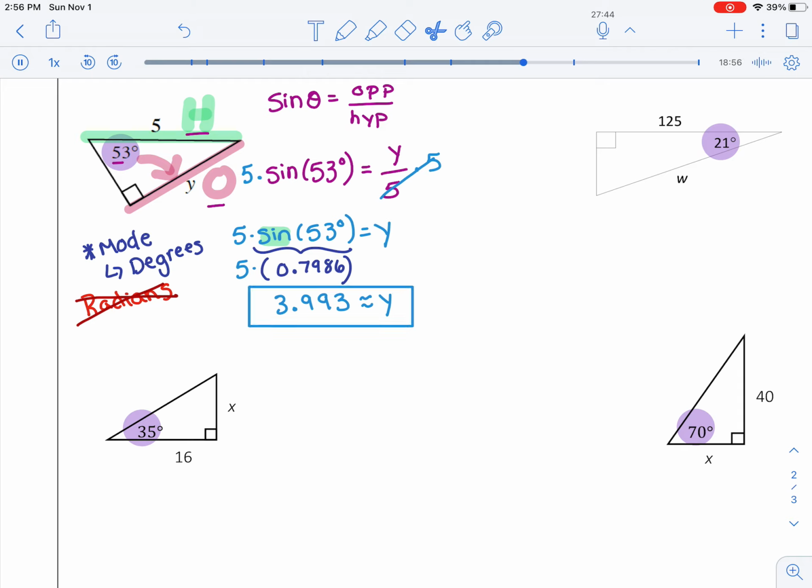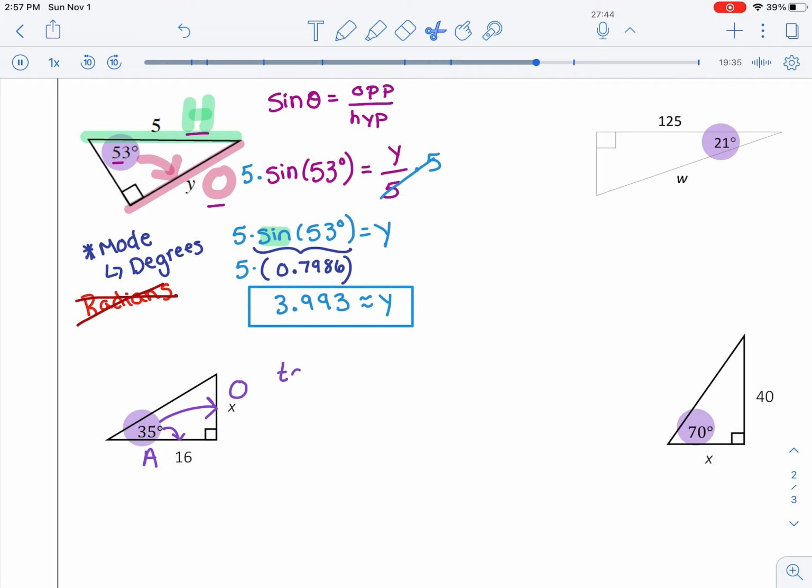Let's look at a second example. Here's my triangle. I know that I'm working with my angle that's 35 degrees. My side labeled X is the opposite leg, and my side 16 is my adjacent leg. Opposite over adjacent, if I go back and look at my sine, cosine, and tangent information, when I'm talking about opposite and adjacent, I'm talking about the tangent.